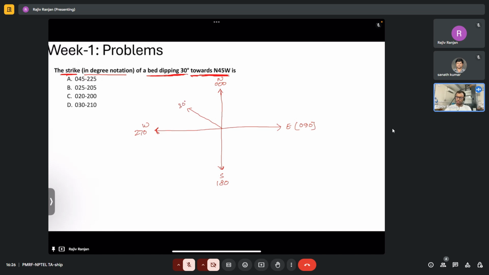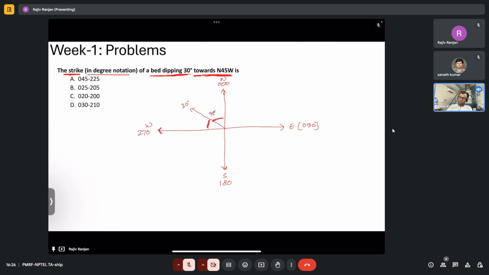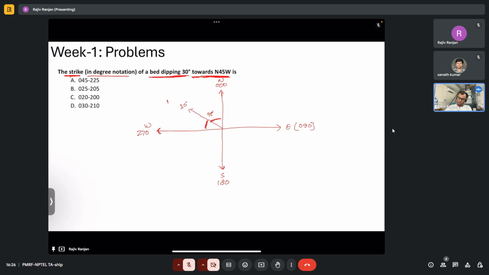So it will be 30 degree, right? Bear with my drawings, I'm really terrible at drawings. So this is 45 degree. So this is north 45 degree west, right? So this is the direction and dip amount. So what will be the strike? It will be 90 degree from here, somewhat like this. Yeah, so this was the strike.